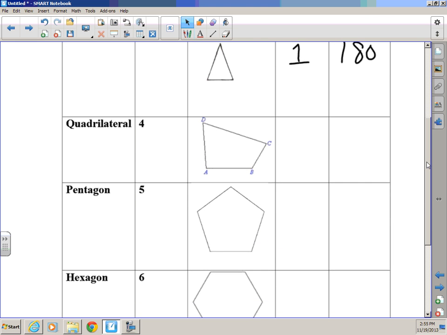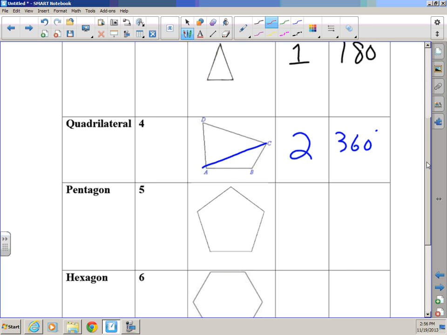Now, a quadrilateral, which has 4 sides: if I draw a line from one vertex to its opposite vertex, for example from D to B, you'll see that I formed 2 triangles, and 2 triangles total 360 degrees. I could have also gone from A to C. It's just whatever you choose to do. I just can't cross the two of them.